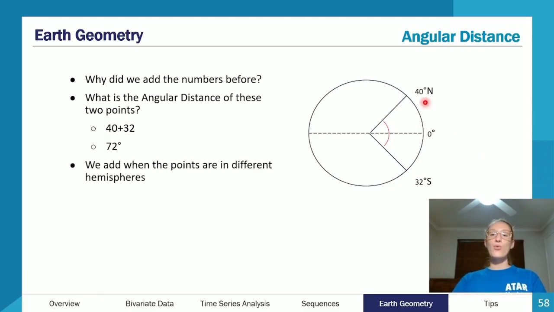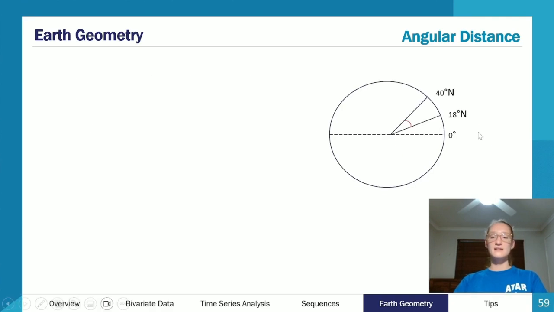So when our points are in different hemispheres, when we've got one point up here in the north hemisphere and one in the south hemisphere, that's why we add the values together to get the angular distance, because it mathematically makes sense. We're trying to figure out what this distance is.